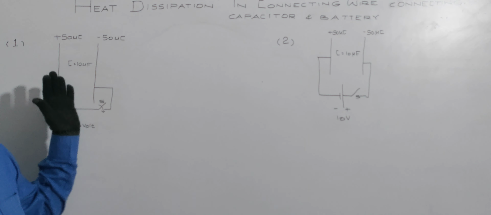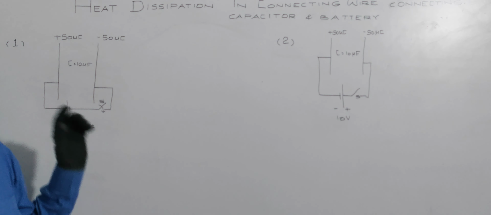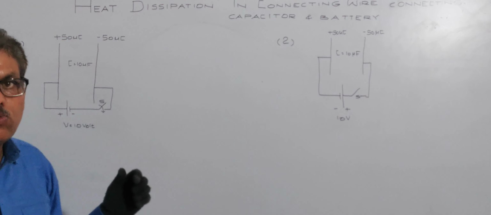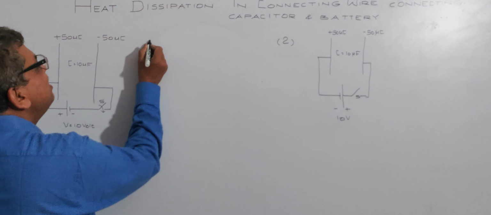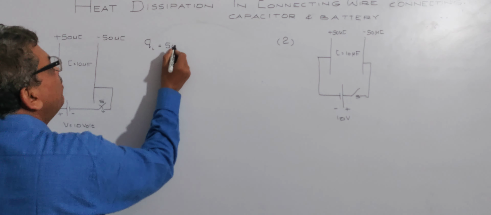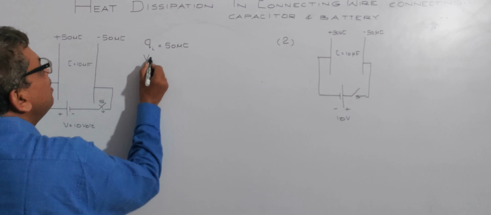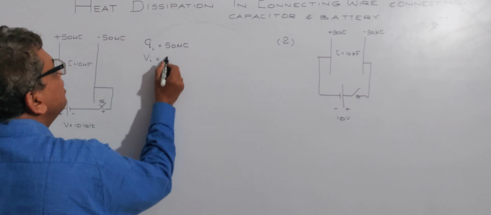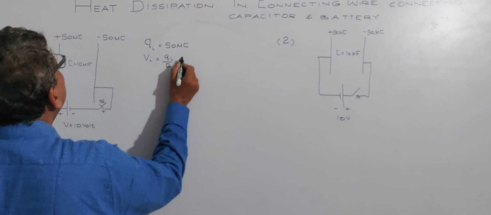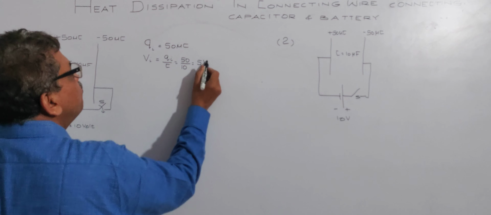A capacitor is initially charged with 50 microcoulomb. The positive plate has 50 microcoulomb, the negative plate has minus 50. So the charge of the capacitor is 50 microcoulomb initially. I can say the initial charge, the capacitor has 50 microcoulomb, and I can also find the initial potential difference between the two plates, which can be written as Qi by C, and this is 50 by C, where C is 10 microfarad. So I can say this is 5 volt, right?